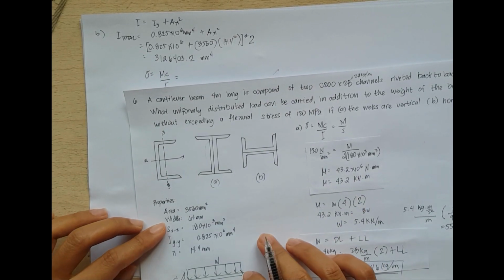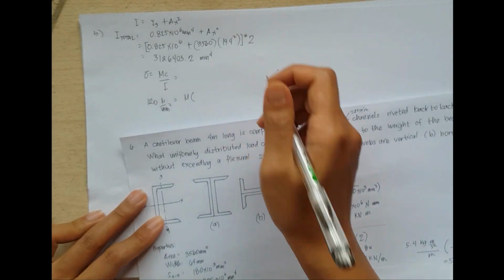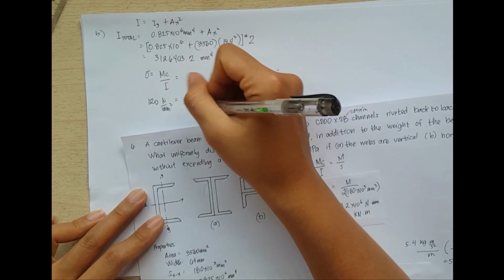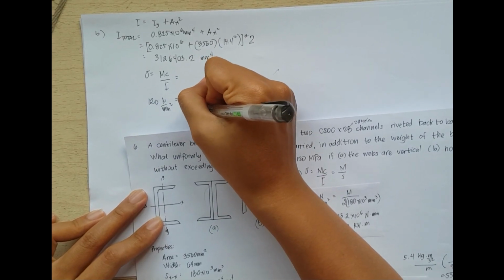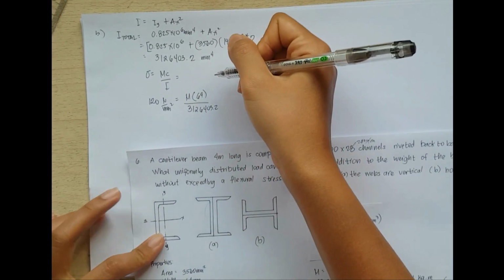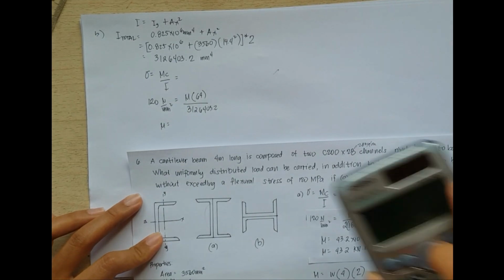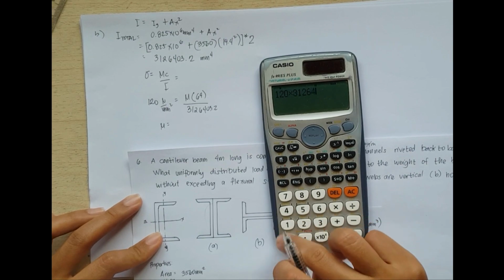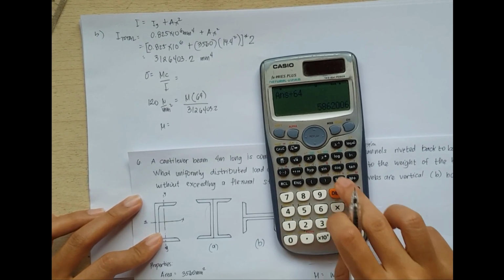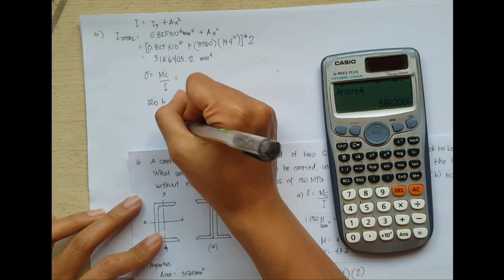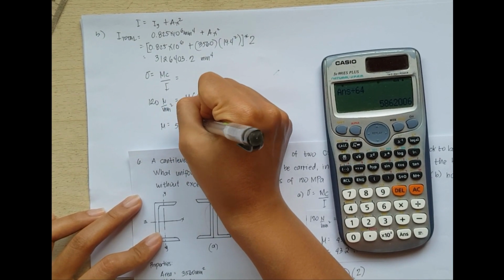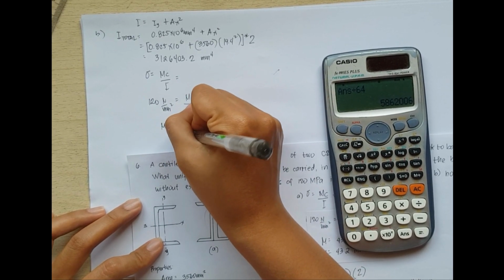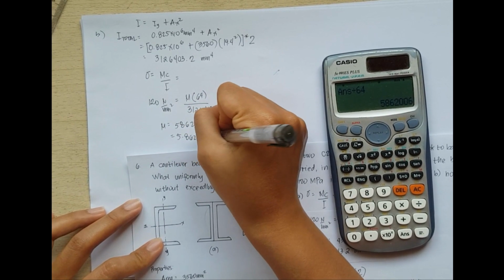yung c natin is equal to 64 as the width. So, 64 all over yung I na nakuha natin, which is 3126403.2. Therefore, the moment is equal to 120 times 3126403.2 divided by 64. Therefore, it is equal to 5862006 Newton dot millimeter, or it is equal to 5.862 kilonewton dot meter.